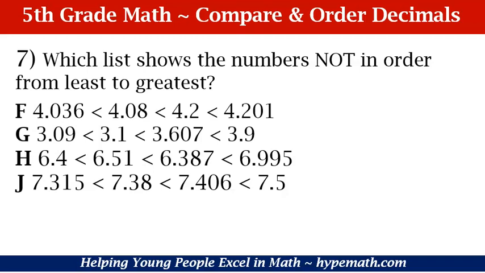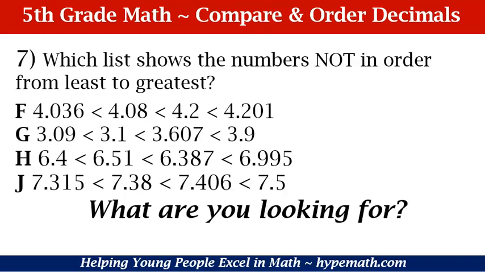So I'll say it for G. We have 3.09 is less than 3.1. 3.1 is less than 3.607. And 3.607 is less than 3.9. H, 6.4 is less than 6.51, which is less than 6.387, which is less than 6.995. J, 7.315 is less than 7.38, which is less than 7.406, which is less than 7.5.